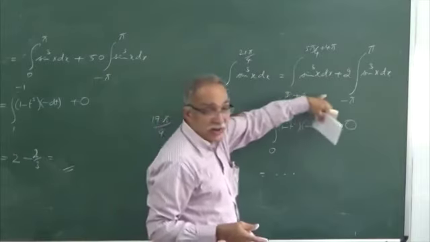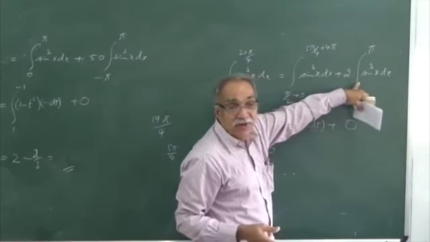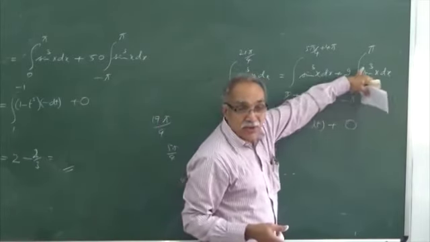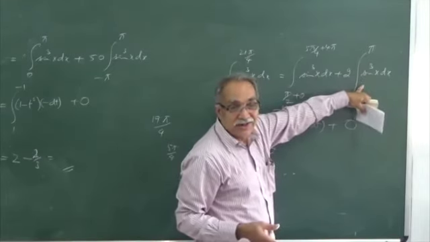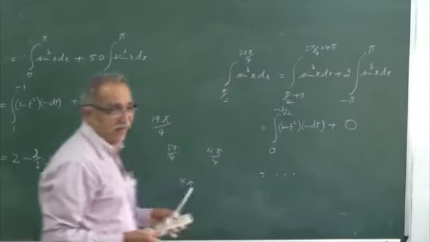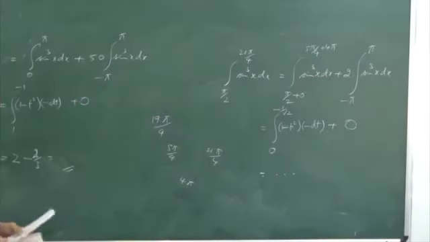In this particular example, because this is an odd function, we are getting 0. Suppose the index is 4, this will have a non-zero value. You cannot neglect that. Which problem is over? 0 to pi by 2 to 21 pi by 4. Okay.